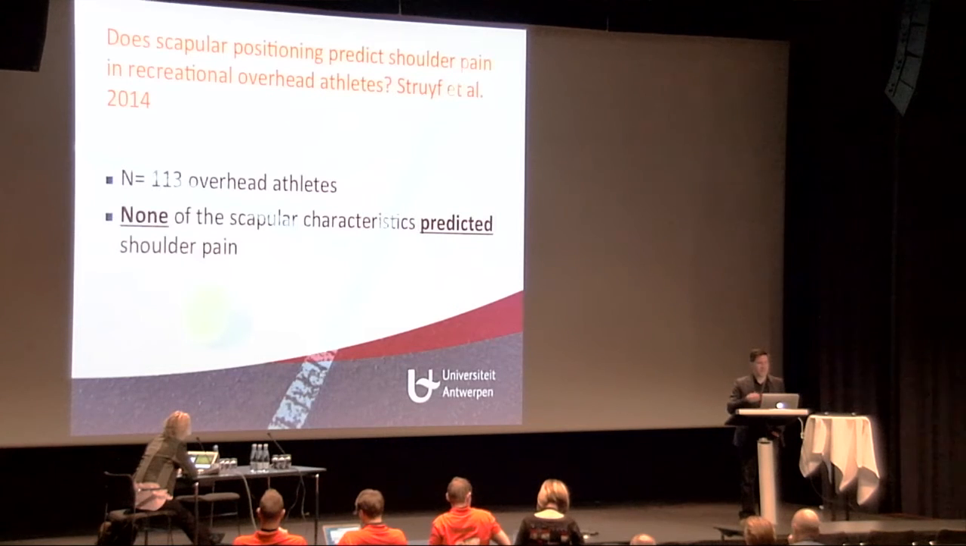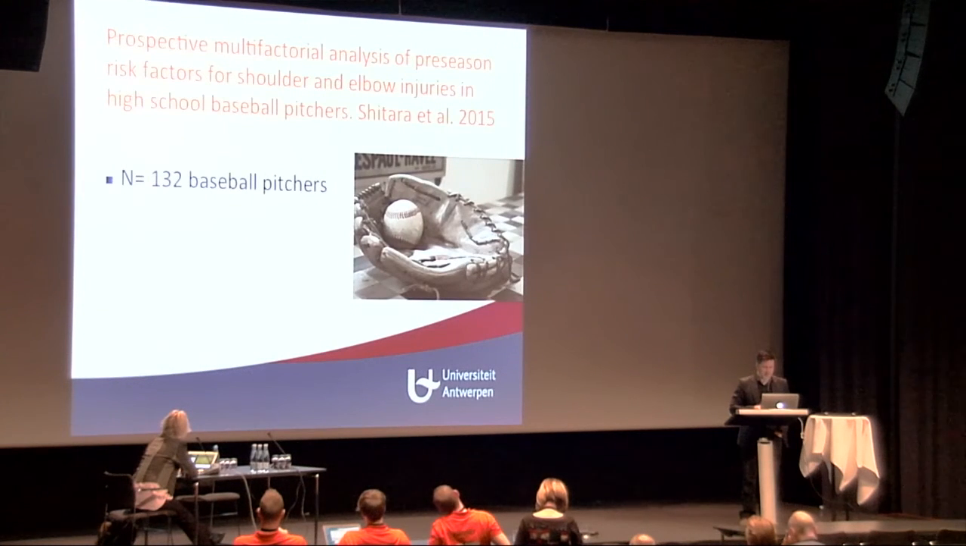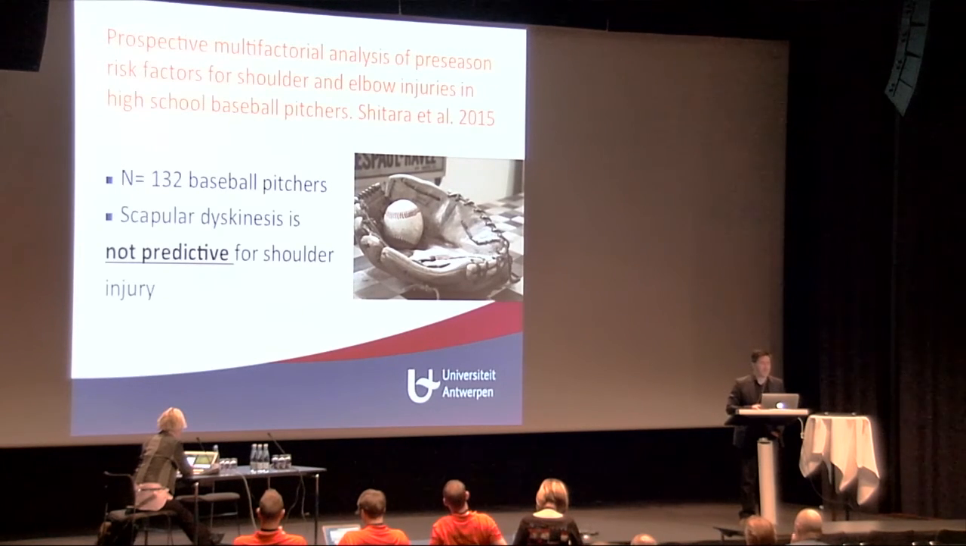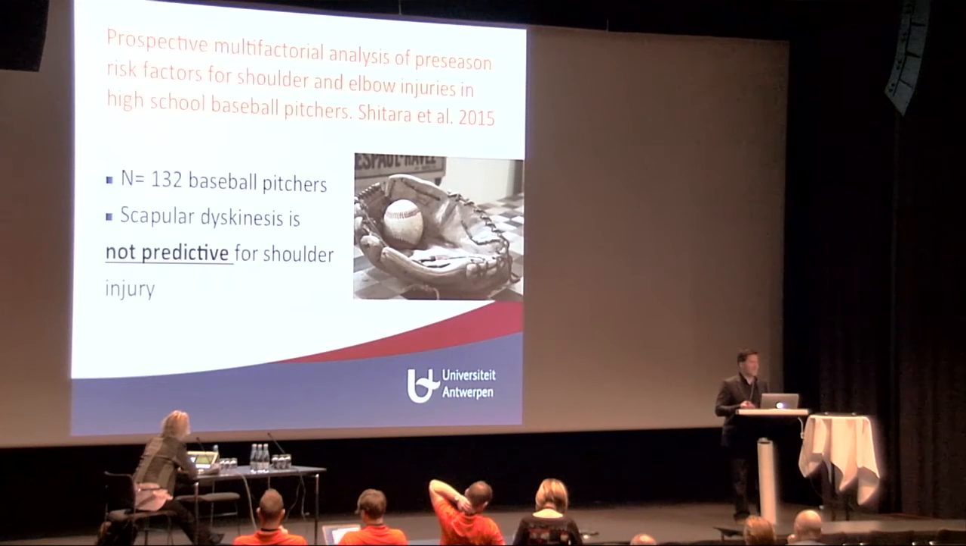And the last one here is from Shitara, 132 baseball pitchers, and their results: scapular dyskinesis is not predictive for shoulder injury. So as you can see, this is something we would call conflicting evidence. Some say yes, some say no. There is a difference in sports, of course. I've put them all together in one table to look at the differences between those studies.